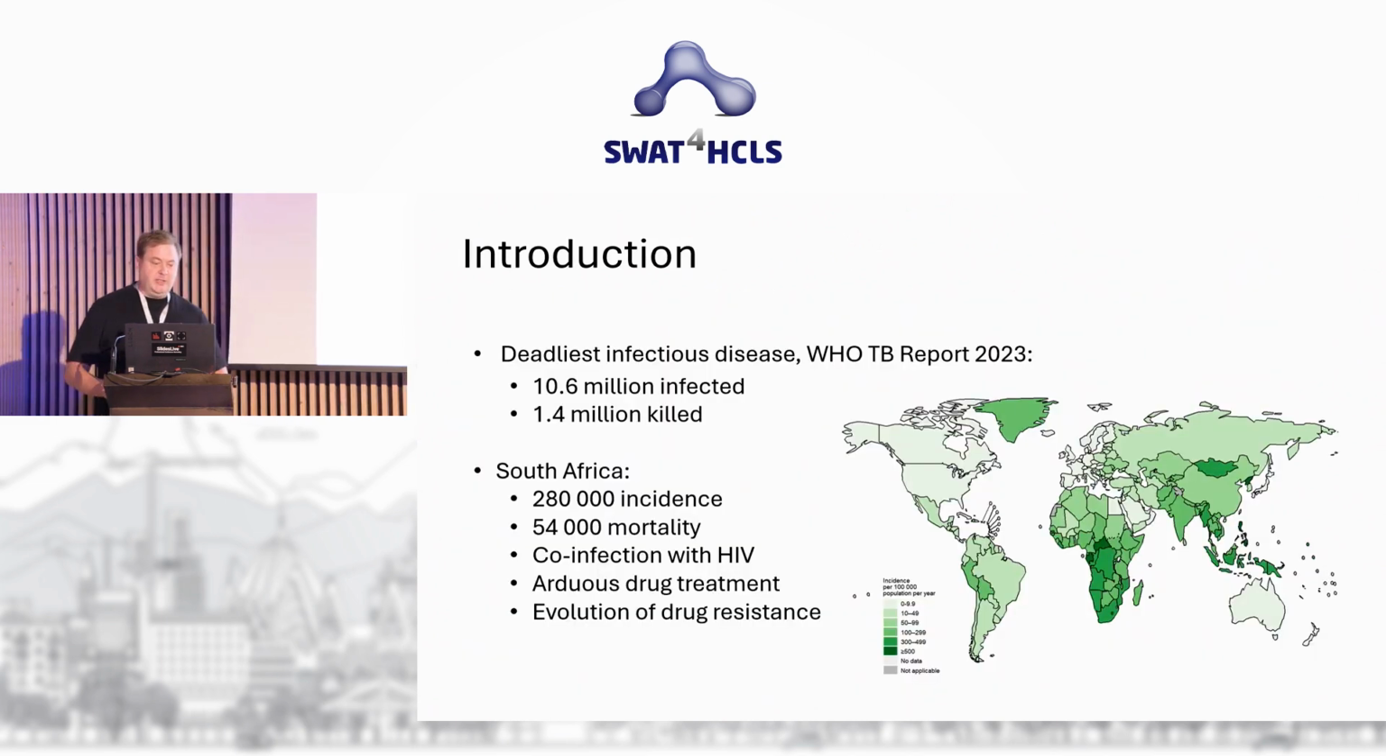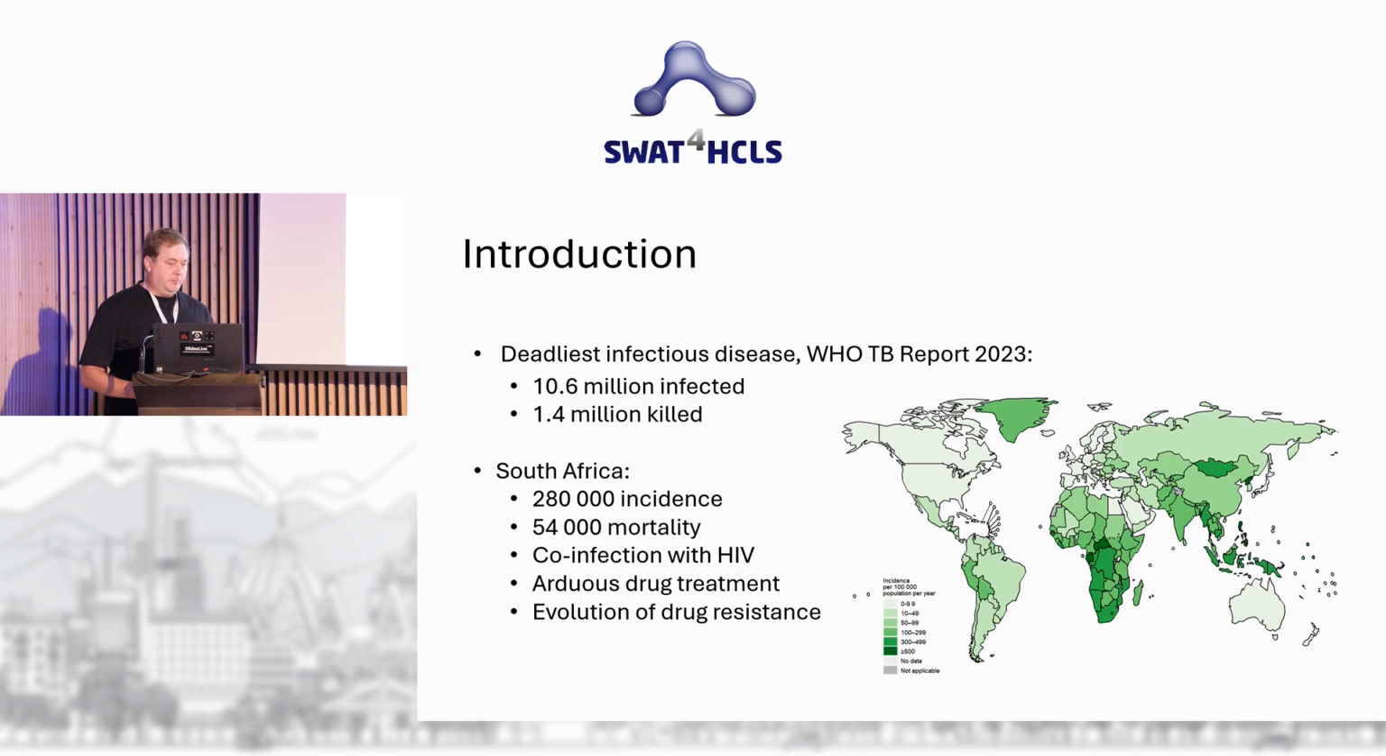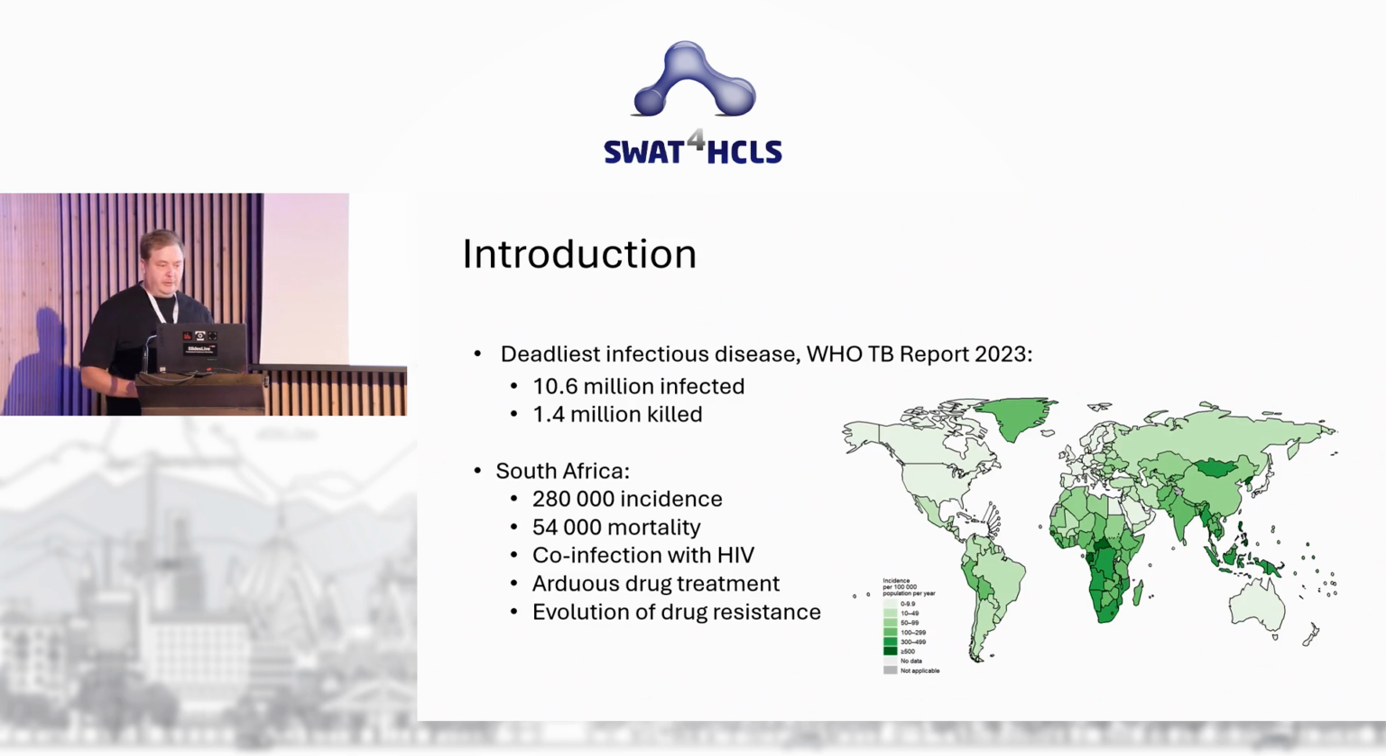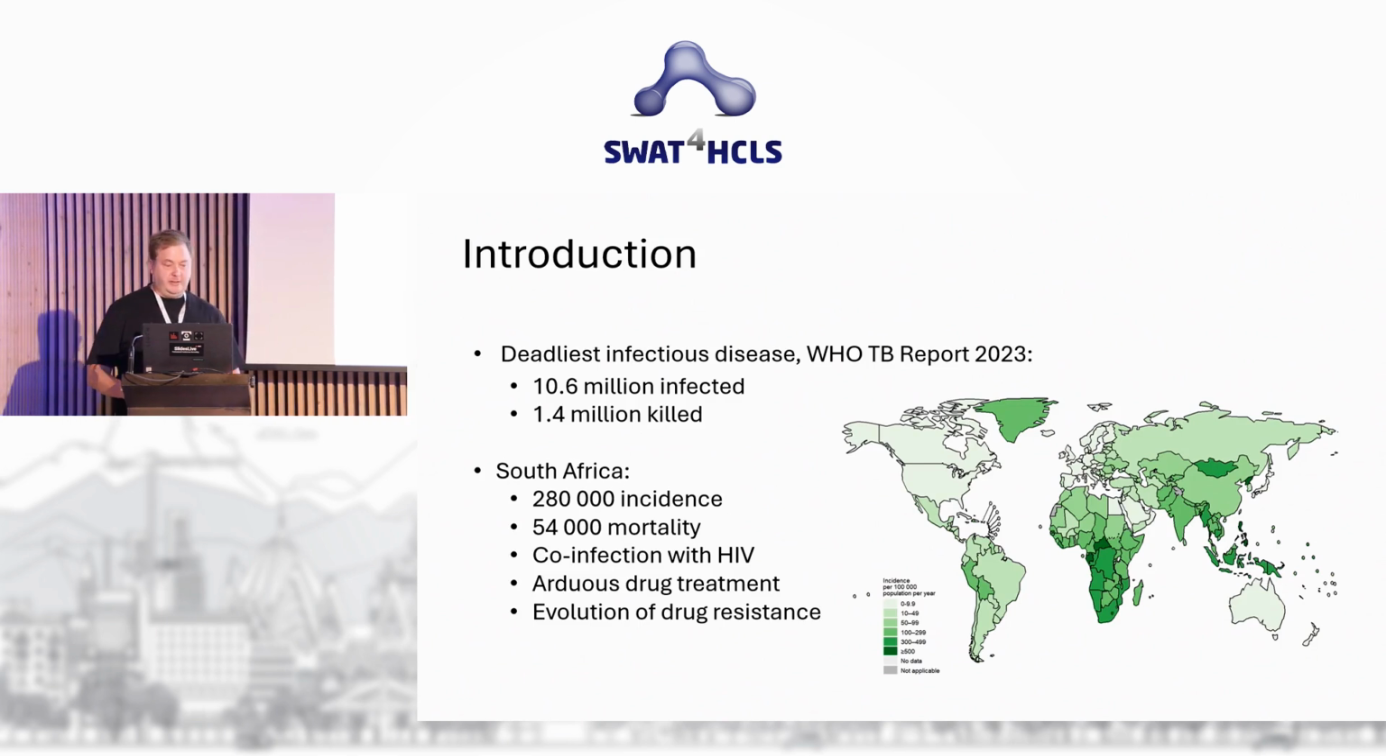So a little bit about TB itself. It was briefly supplanted by COVID, but it's currently still the deadliest infectious disease. About 11 million people are infected every year, and about 1.5 million people die. The incidence and prevalence in South Africa is very high. About 280,000 people get infected, with mortality of about 54,000. This is complicated by co-infection with things like HIV.